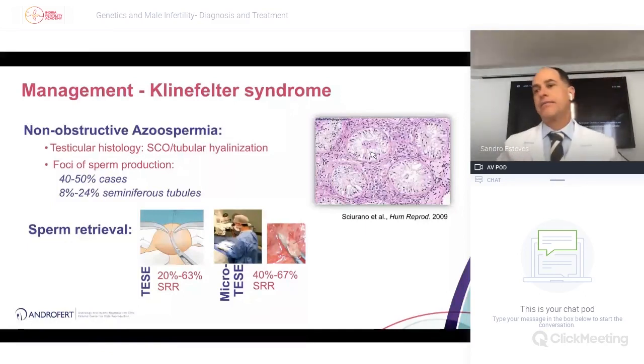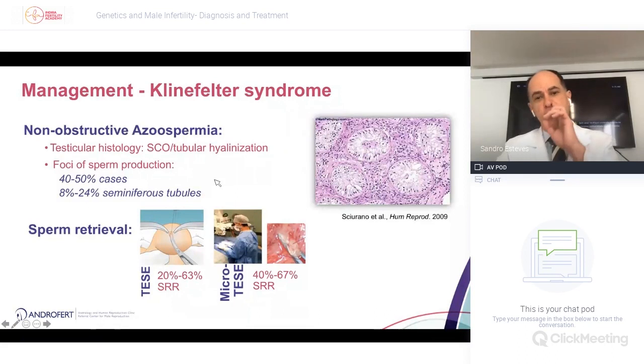Well, these patients might have areas of sperm production. It has been described that 40 to 50% of patients with Klinefelter syndrome, most likely the ones with mosaic karyotype, are more likely to have residual sperm production within the seminiferous tubules. We can find 8% of the seminiferous tubules, up to 25%, with complete spermatogenesis.